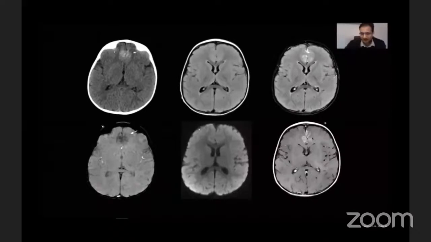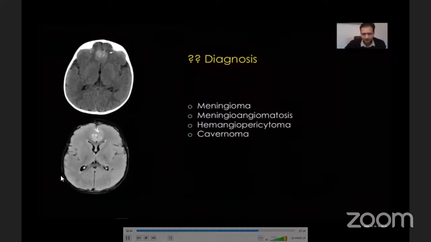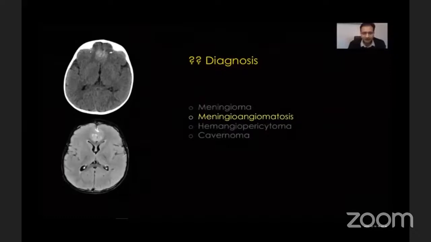So what's the diagnosis here? Is it a meningioma? Is it meningioangiomatosis? Is it a hemangiopericytoma? Or is it cavernoma? So this imaging appearance is suggestive of meningioangiomatosis.